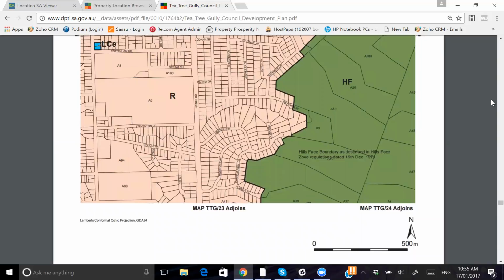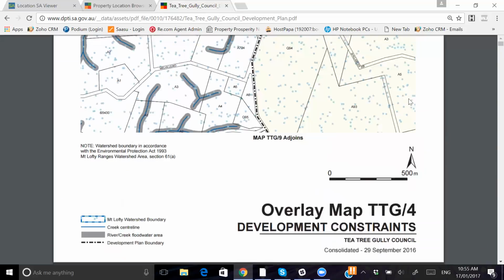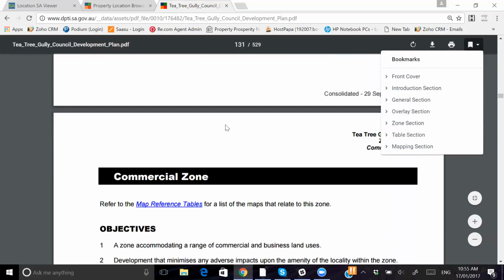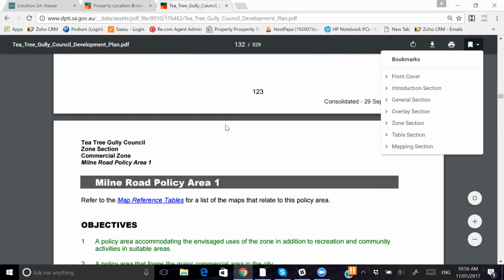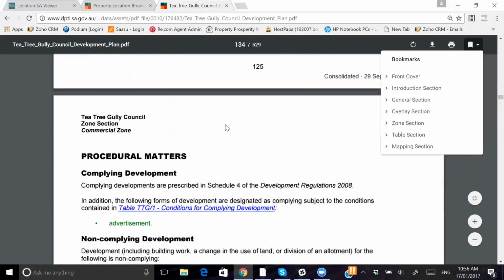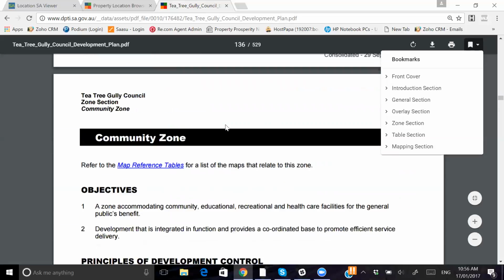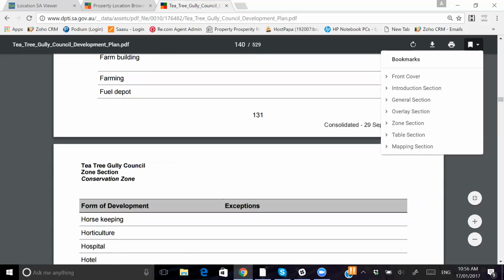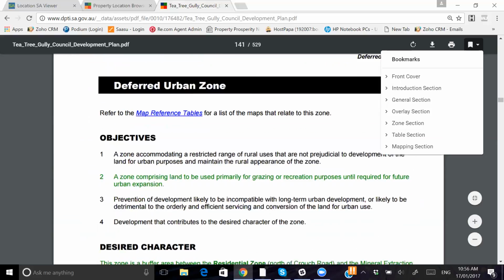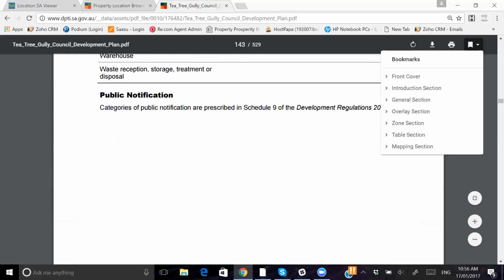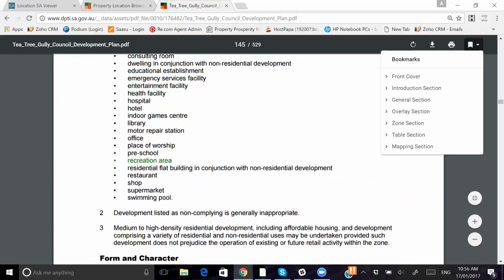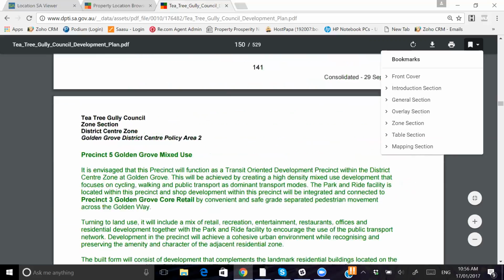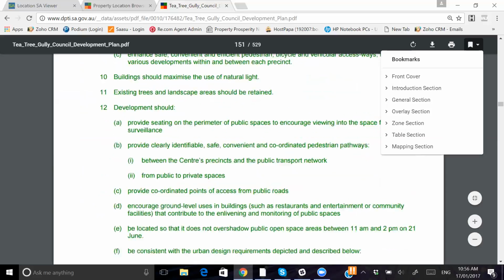So that means then we go into our council requirements here and we find out what our zoning is. We know we're in the residential zone, commercial zone, Newman Road policy area. Scroll down until we find residential zone. Third urban zone. District centre. Okay, somewhere in here, there'll be a residential zone.